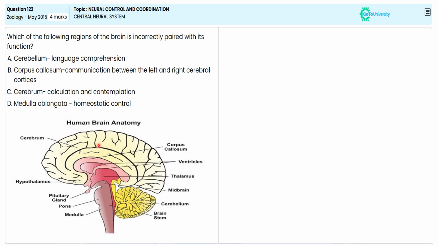If you're talking about the medulla oblongata, it not only controls excretion, digestion, and circulation, it also controls breathing. If you're talking about the corpus callosum, it is mainly present between the right and the left cerebral cortex, responsible for conducting neural information between these two cerebral cortices.